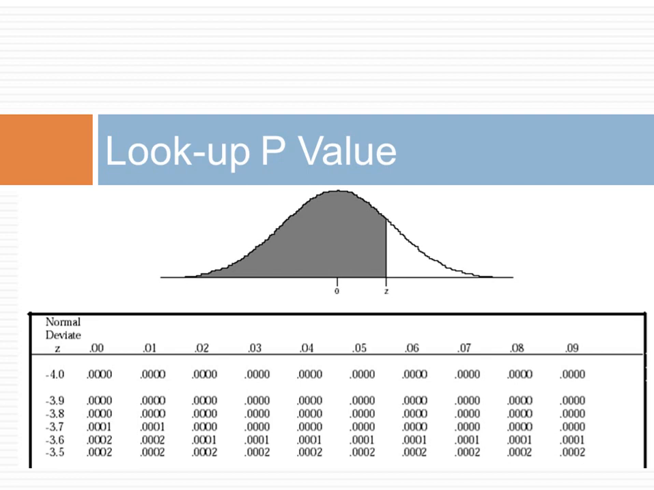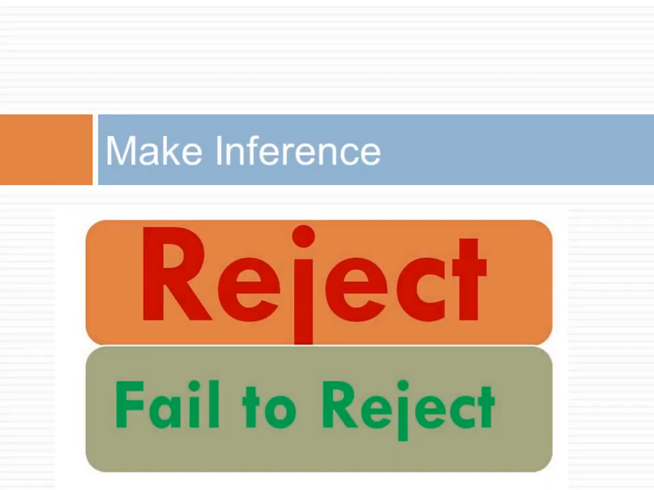The next step in our inference framework is to look up the p-value associated with a calculated z or t statistic. The last step in our framework is to infer from the sample if the population has the hypothesized null value.